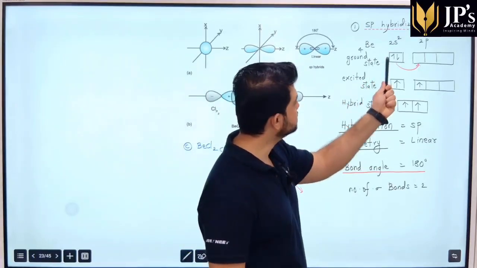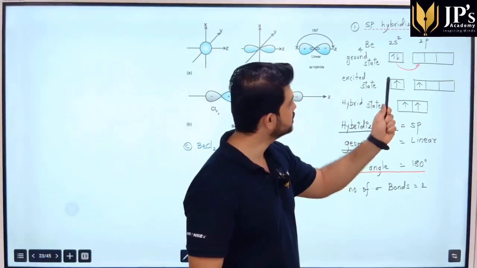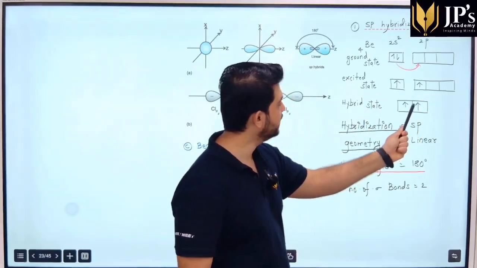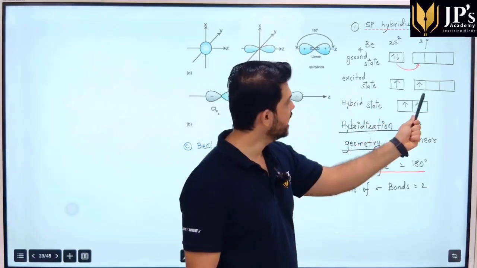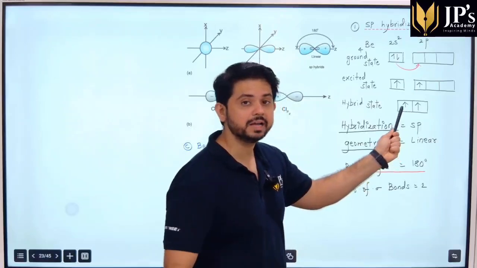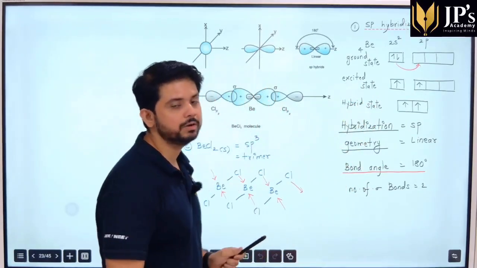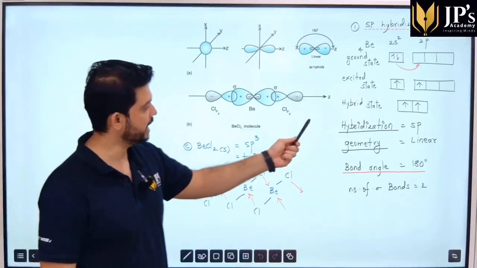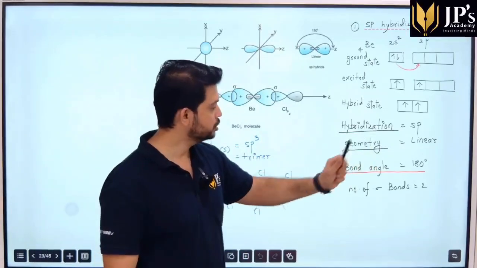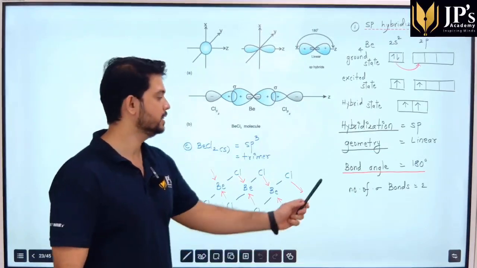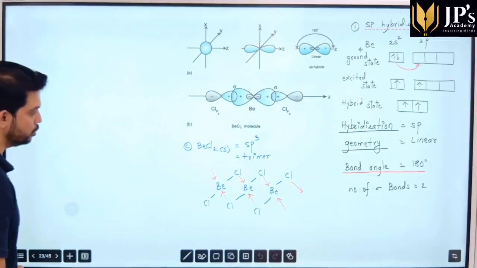So if you see students, सबसे पहले बेरिलियम का ground state लिखा है. One electron from here is excited to the 2p orbital, इसे हम कहते हैं excited state, and the two orbitals hybridize, the two atomic orbitals 2s and 2p hybridize to form a hybrid state, इसे हम बोलते हैं sp hybridization. The geometry is linear and the bond angle is 180 degrees. The number of sigma bonds are 2.